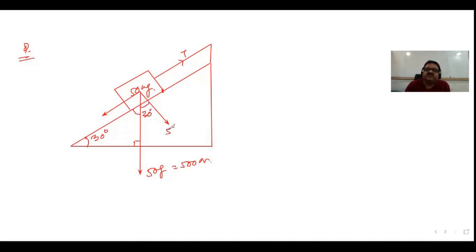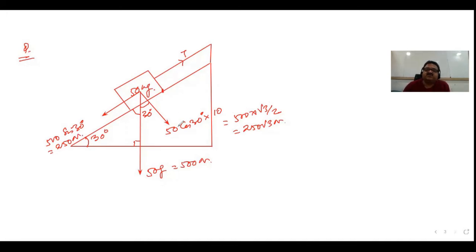So what we can write? This is equal to 50 cos 30, correct? 50 kg, that is 50 cos 30 degree into 10. That means 500 cos 30, which is root 3 by 2. That is 250 root 3 Newton. Another force is acting along this direction, that is 500 sin 30. What is that? 250 Newton.